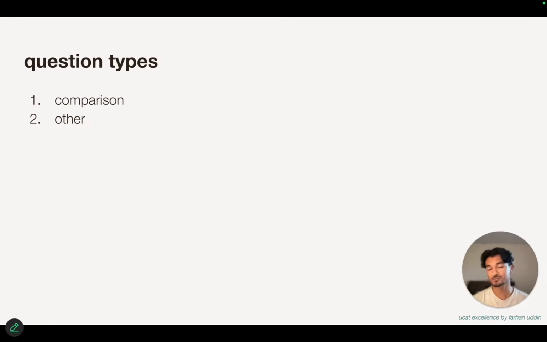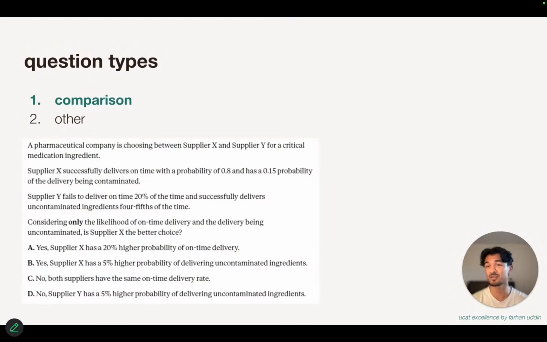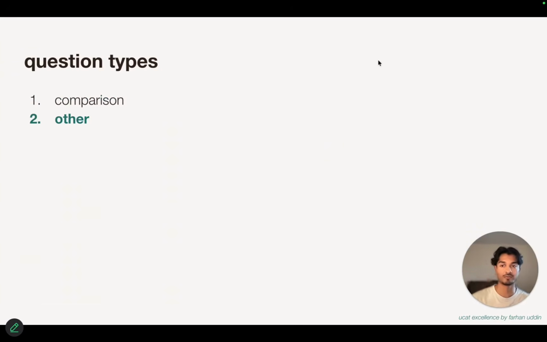So, there's two question types when it comes to probability. The first of which is the comparison questions, and they look something like this, where you've got suppliers or manufacturers or methods that you're comparing. And that's compared based on a different number of variables. So here, it's the likelihood of on-time delivery and delivery being uncontaminated. So it's literally just comparing one thing against another. And then for the other questions, it's basically just everything else, which we'll go through.